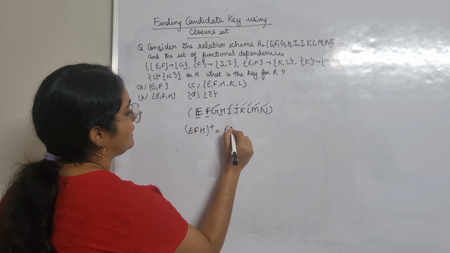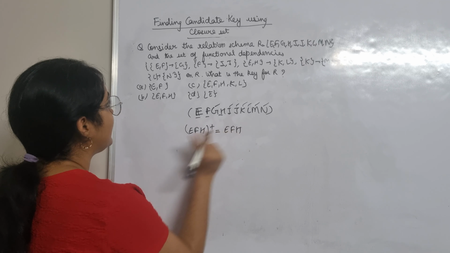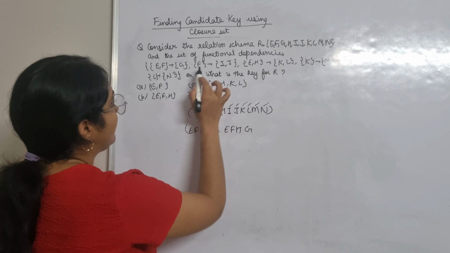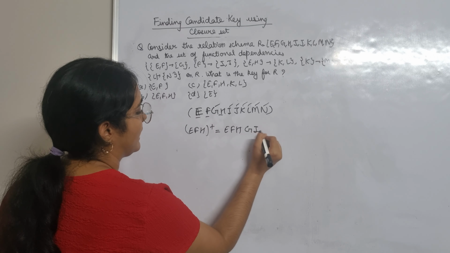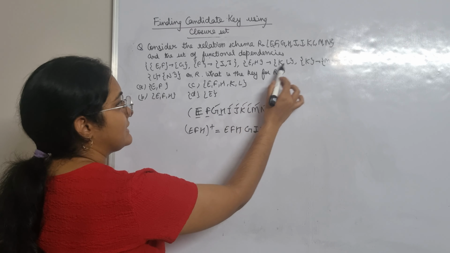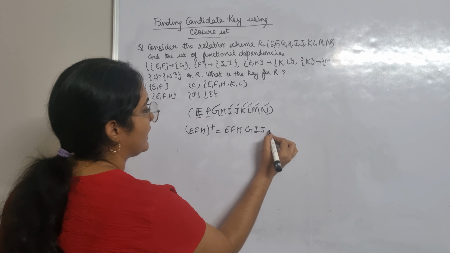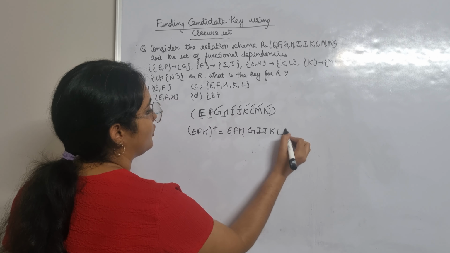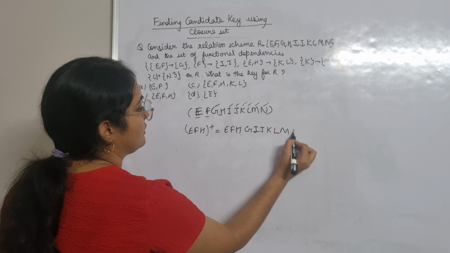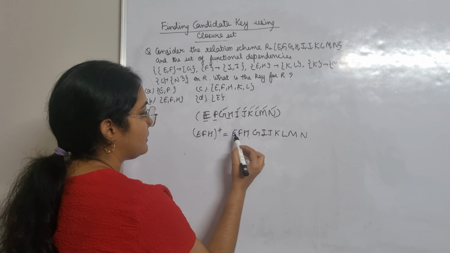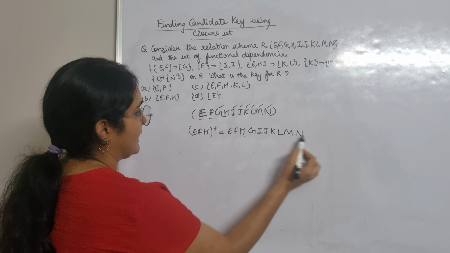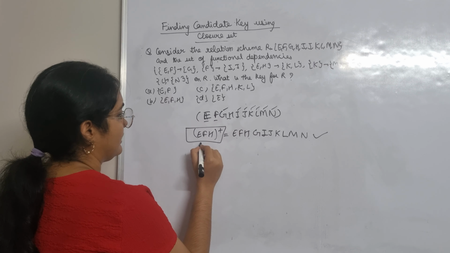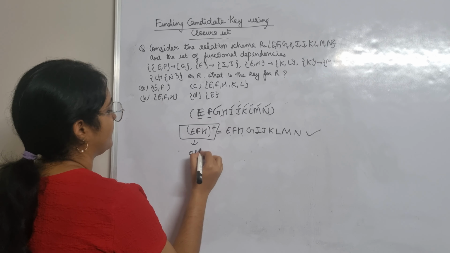Let's find the closure. EFH definitely determines EFH because of the reflexive property. EF determines G, so G can be determined. F determines IJ, F is there, so IJ. EH determines KL, E and H we have, so we can determine K and L. K determines M, L determines N. So all attributes can be determined: E, F, G, H, I, J, K, L, M, N, right? So this is the key, the candidate key. So this is option B.